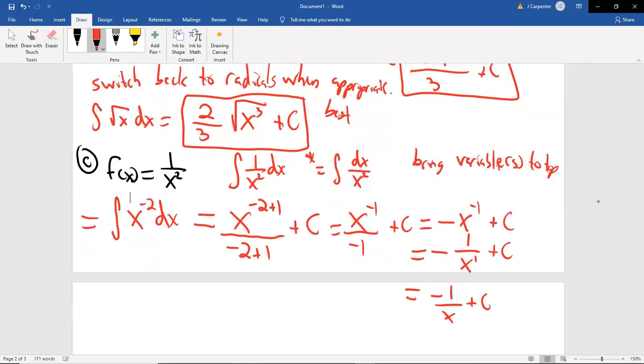The negative can go on the top, or it can go in front of the fraction. So either of these is okay. But having the negative 1 as an exponent, this is not okay. You cannot leave that in an answer. You have to simplify that.